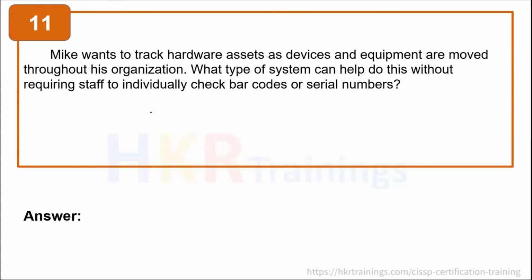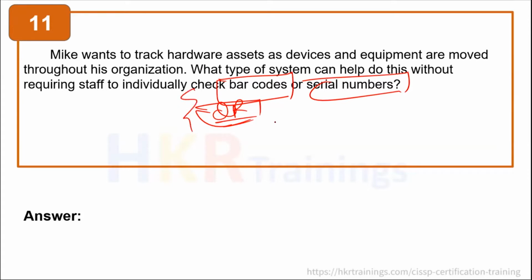Moving on to the 11th question. Mike wants to track hardware assets as devices and equipment are moved throughout his organization. What type of system can help do this without requiring staff to individually check barcodes and serial numbers? So in this case, since we do not want barcodes, barcode and QR code technically work similarly for locating and tracking your hardware assets. You have to use specific terminals capable of reading these codes, and then you can simply scan it and move on.